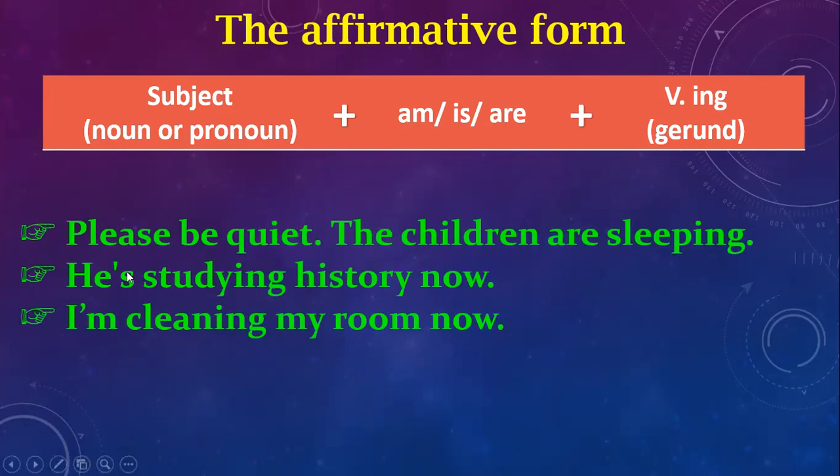The next sentence, he's studying history now. As you see, he and the apostrophe s here, the contraction of is, studying with ing, history now. And the last example, I'm cleaning my room now. I, the subject, apostrophe m, the contraction of am, cleaning, the verb with ing, my room now.